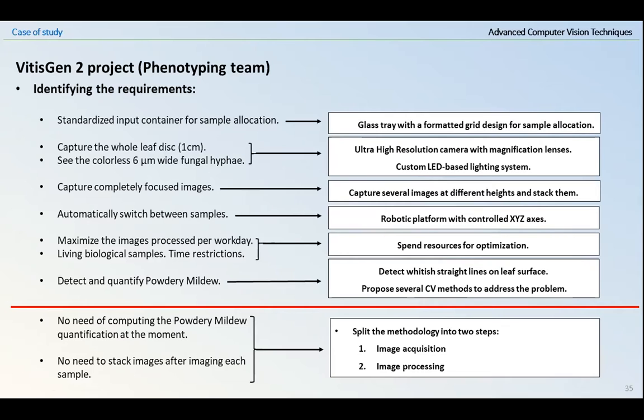There was no need to quantify powdery mildew at the moment that these biological samples were being imaged, as well as we don't need to stack the images when the system is working. So the intelligent way to design the complete pipeline was to split it into two different steps: image acquisition and image processing.